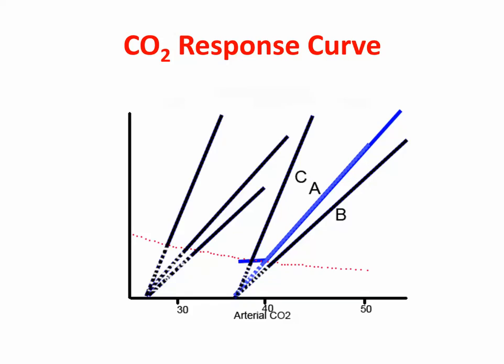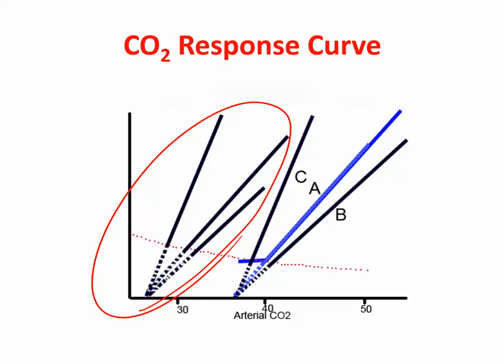This illustration shows how the CO2 response curve is altered by the presence of a metabolic acidosis. The fan shows the same three conditions. The line in the middle is normal. The line to the right is under conditions of hyperoxia, and the line to the left is with hypoxia. So normal, increased O2, decreased O2.